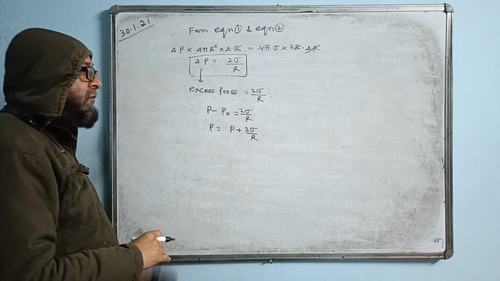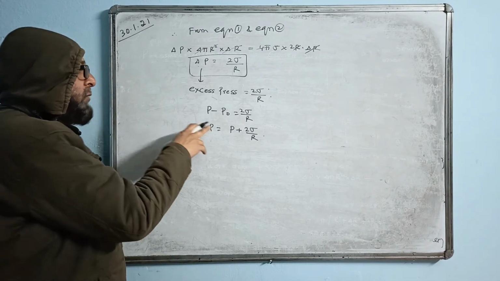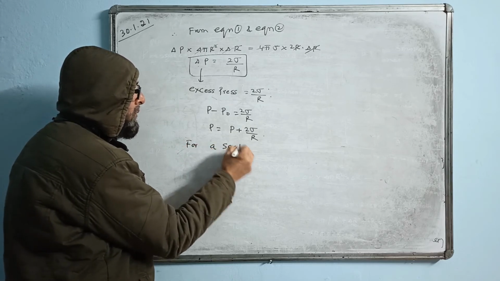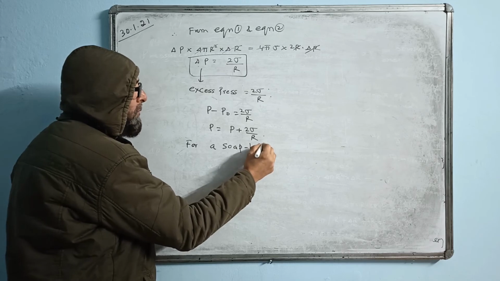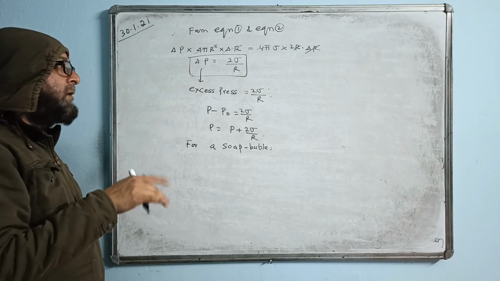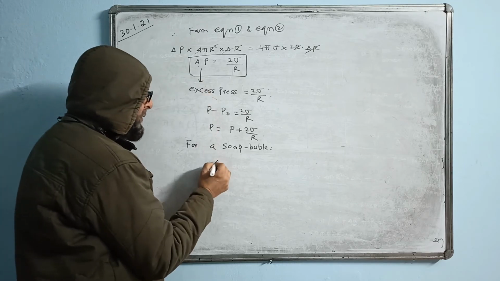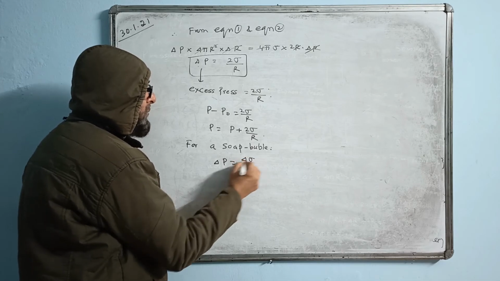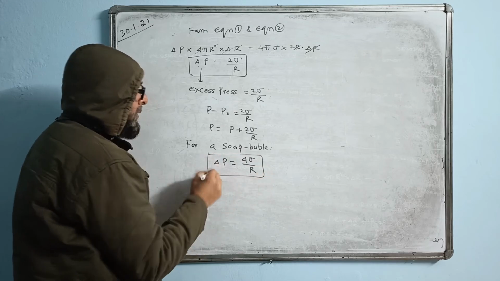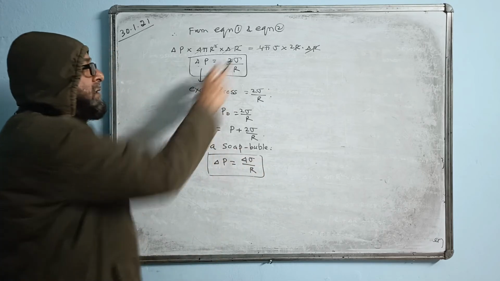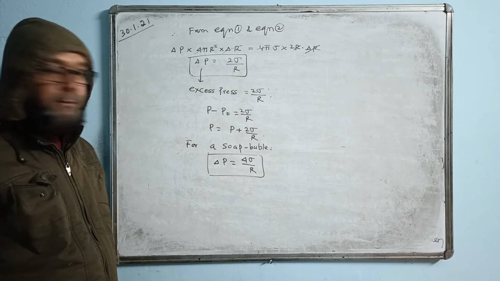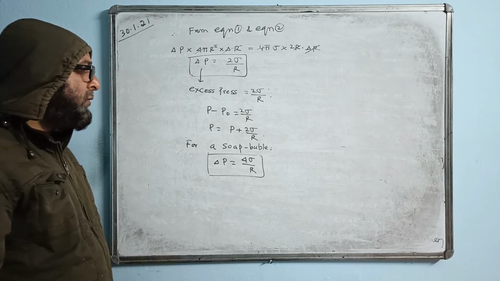Now, we can write this for a soap bubble. In a soap bubble, 2 new surfaces are created. A soap bubble contains 2 surfaces. We write delta P is equal to 4 sigma by R, instead of 2 sigma by R. For a soap bubble especially we will be writing this, delta P equals 4 sigma by R, instead of 2, because it contains 2 surfaces. This is valid only for a soap bubble.